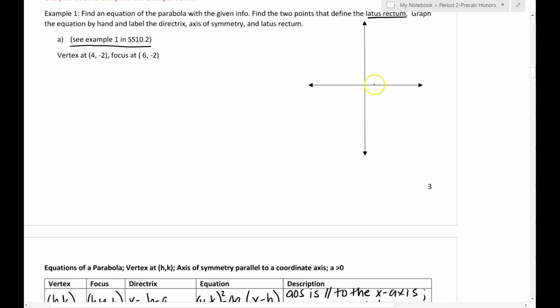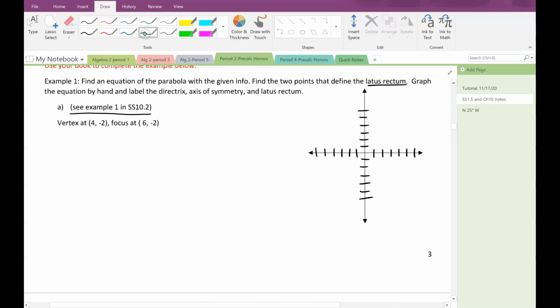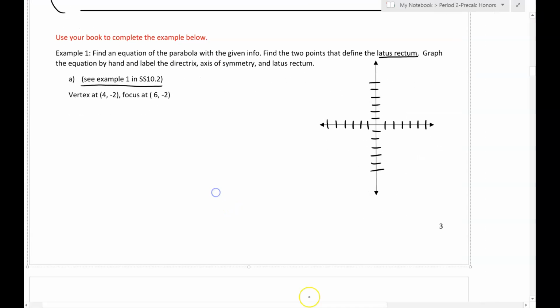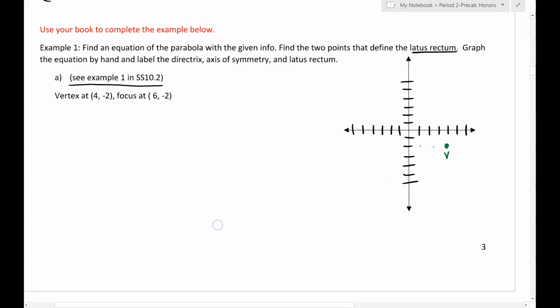So let's go make some tick marks over here. 1, 2, 3, 4, 5, 6. 1, 2, 3, 4, 5, 6. All right, I'm gonna get a different color pen since I already used that black one for tick marks. Okay, let's plot the vertex first. Vertex is 4, -2. So 1, 2, 3, 4, -2. So here's the vertex. Okay, and they gave us a focus. So let's label it V, and they gave us a focus at 6, -2. So focus is 6, -2.